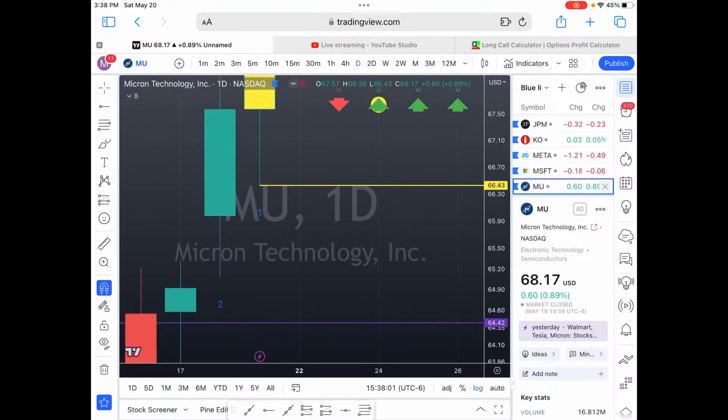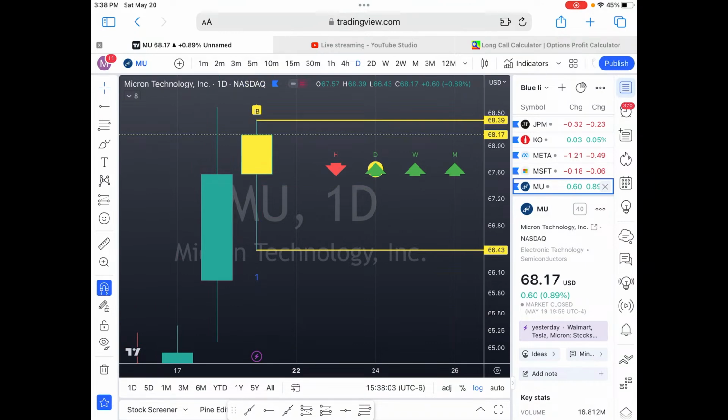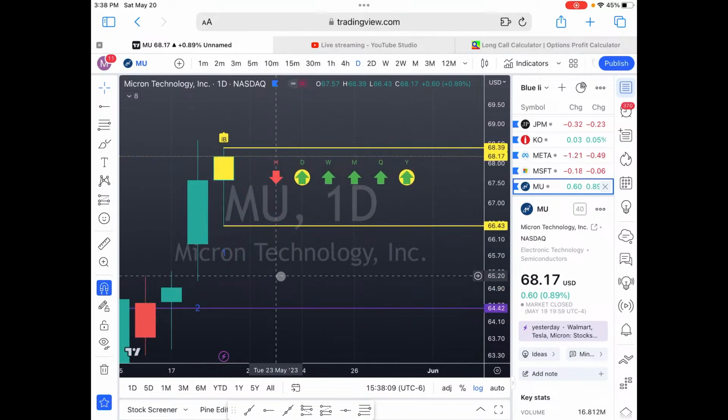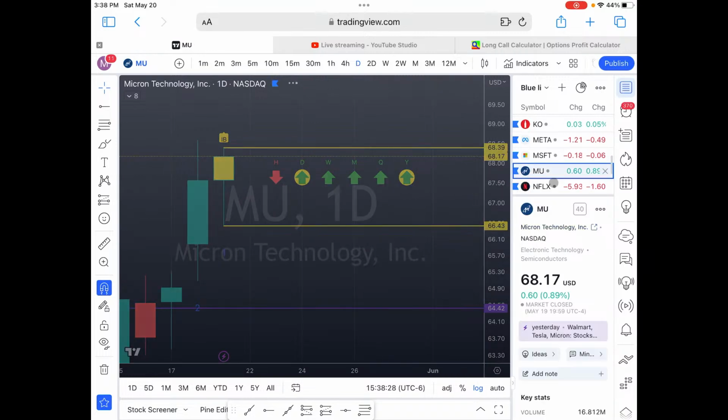We move on to MU. MU also has that inside bar and a hammer candle, okay? So it's got 2 of the 3 actionable signals. It obviously can't have all 3 because one of them's a shooter. So we have the hammer candle. That's an actionable signal. And you can learn about that in the course. I talk about the actionable signals in the course. So there's the inside bar. There's the hammer candle. We look for those calls at 68.39. The puts at 66.43 on MU.